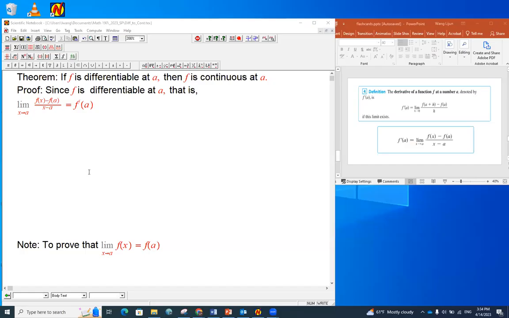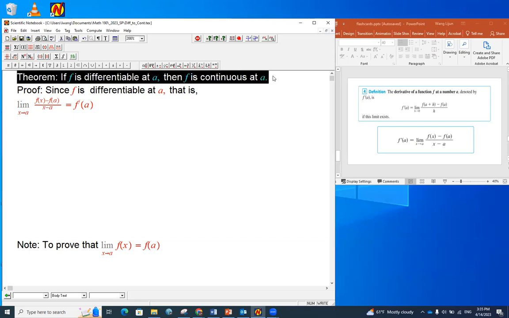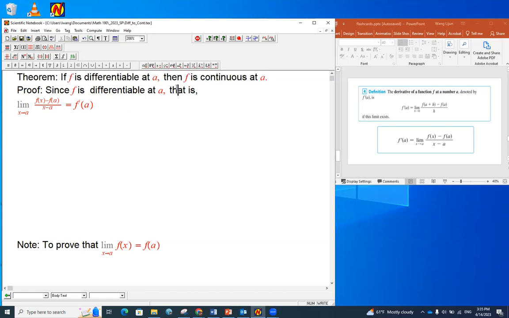Okay. In this lesson, we're going to prove this theorem that if f is differentiable at A, then f is continuous at A. So we're going to start with the given. What is a given? F is differentiable. So the definition applies. And where do we want to end up? We want to show that the function is continuous at A, right? Which is the three elements. The function is defined at A, the limit exists, and the two are the same. Okay, so that's where we're heading.